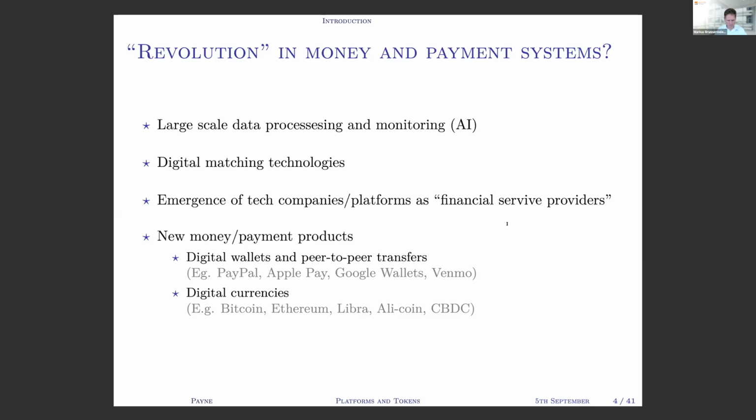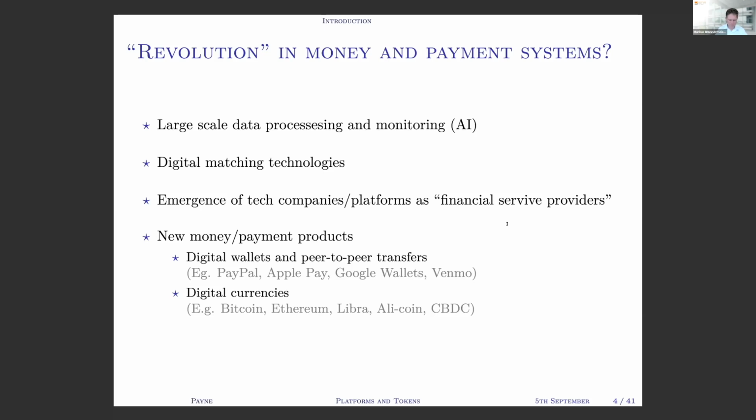We see new matching technologies emerging, so platforms are better able to match buyers and sellers or lenders and borrowers, which is opening up new markets. And we see the emergence of different types of companies into the financial service space. In particular, we see tech companies and retail platforms and social media platforms starting to provide financial services. And all of this has led to new payment products over the past, broadly, 15, 20 years. We've seen digital wallets and peer-to-peer transfers. Here in the US, we've seen PayPal and then Apple Pay and Venmo and so on.